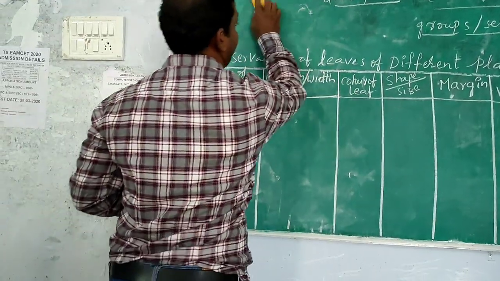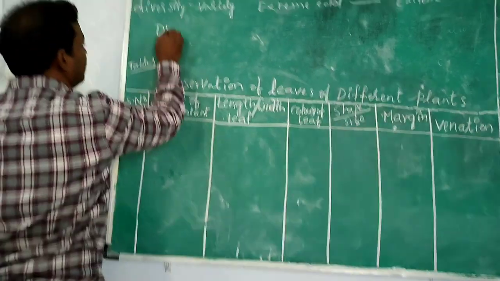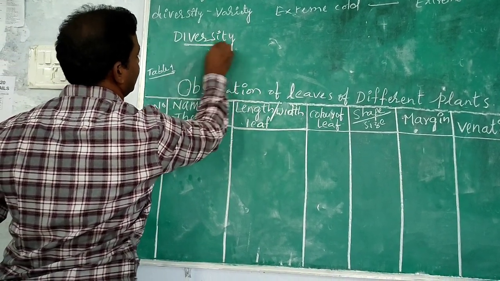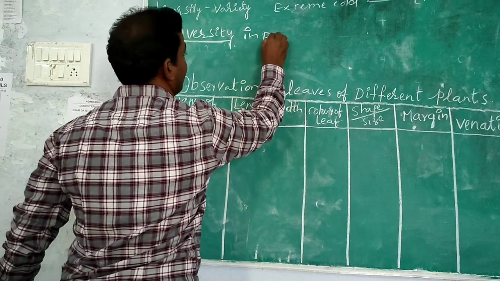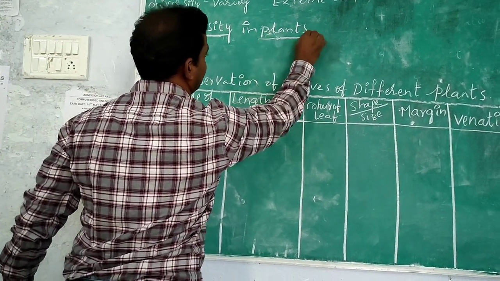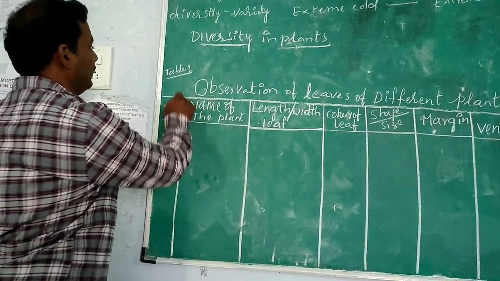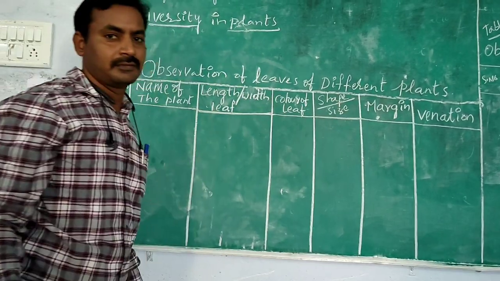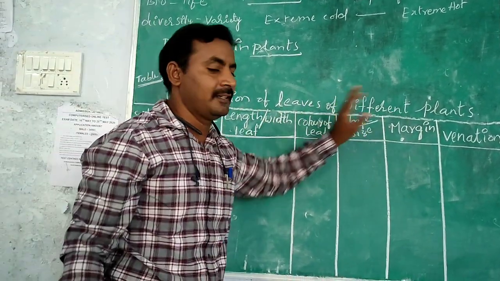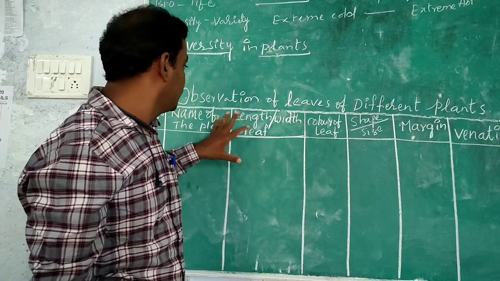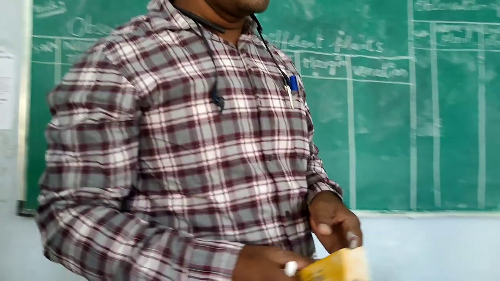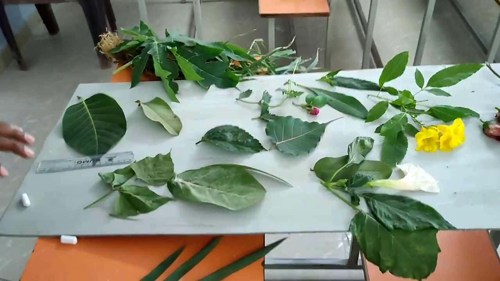Now, we see the diversity in plants. A lot of variation is seen in the plants. Table 1 shows observation of leaves of different plants. So this is the activity given in the textbook. For that I collected some leaves from different plants. You see here, I arranged different types of plants.